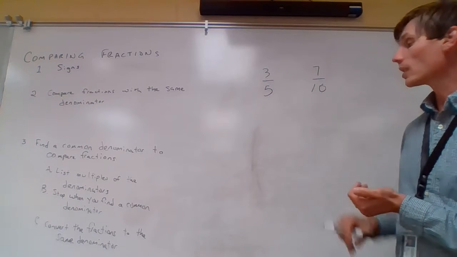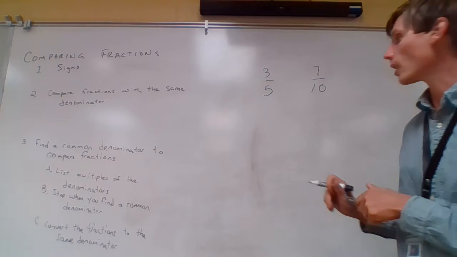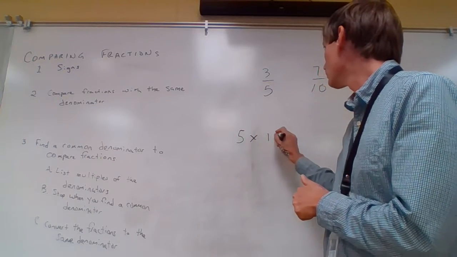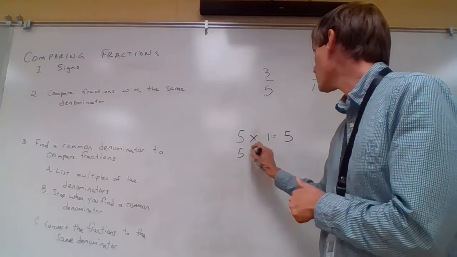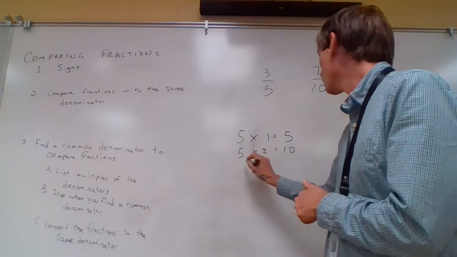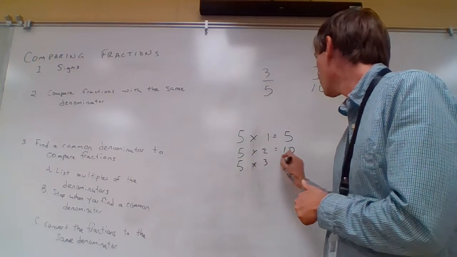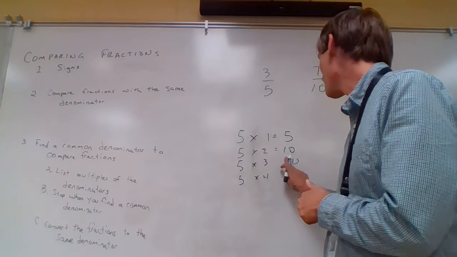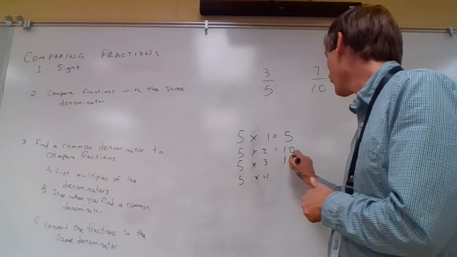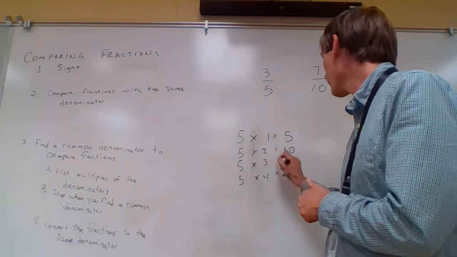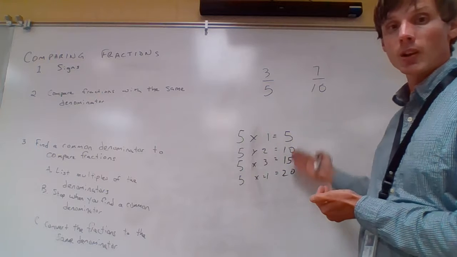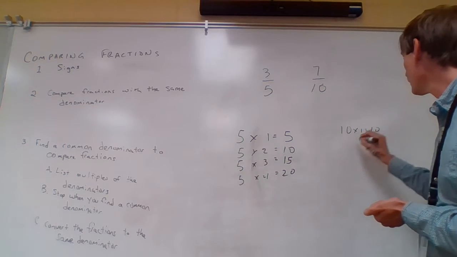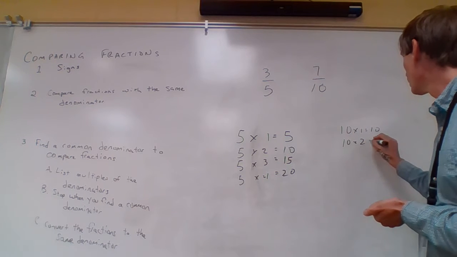Let's first list some multiples of 5. 5 times 1 is of course 5. 5 times 2 is 10. 5 times 3, sorry, jumping ahead, is 15. 5 times 4 is 20. So we've got a few multiples there of 5. For 10, 10 times 1 is 10. 10 times 2 is 20.